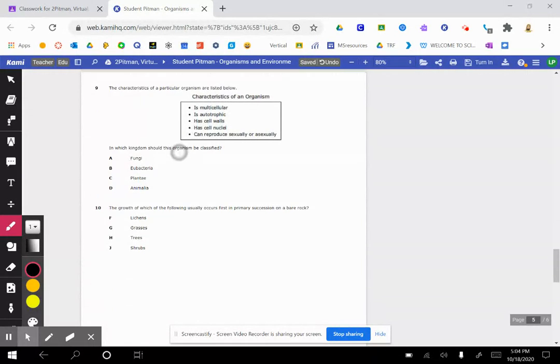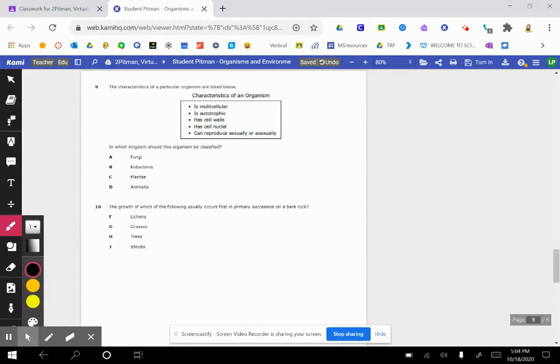Okay, number 9. The characteristics of a particular organism are listed below. Characteristics of an organism: multicellular, is autotrophic, has cell walls, has cell nuclei, can reproduce sexually or asexually. In which kingdom should this organism be classified?